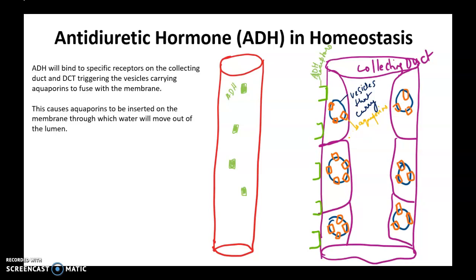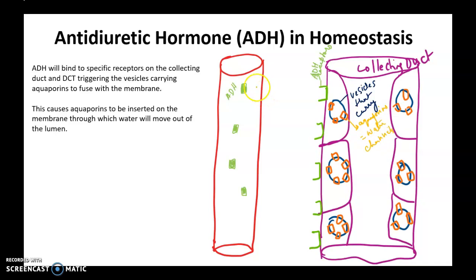Okay. So one more time, let's review. We have ADH in the blood vessel. In the collecting duct, we do see the cells that are lining the collecting duct. They have ADH receptors, and within these cells there are some vesicles that carry aquaporins. What are aquaporins again? They are nothing but water channels. Water channels. Now let's play.